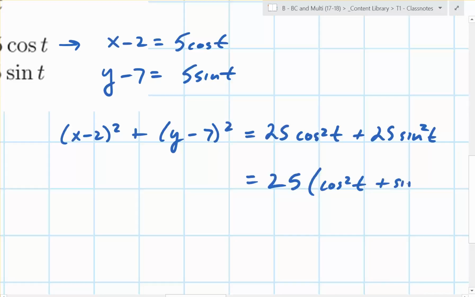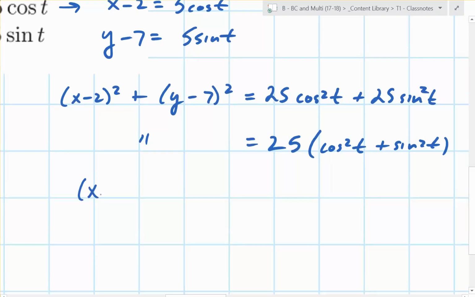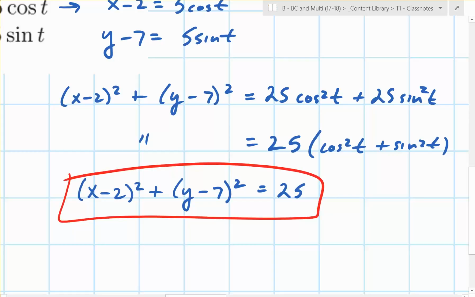25. Cosine squared plus sine squared. And what is that equal to? So now you end up with x minus 2 squared plus y minus, sorry, not 2, y minus 7 squared is equal to what? 25. So what is that? Can someone describe that in words for me?